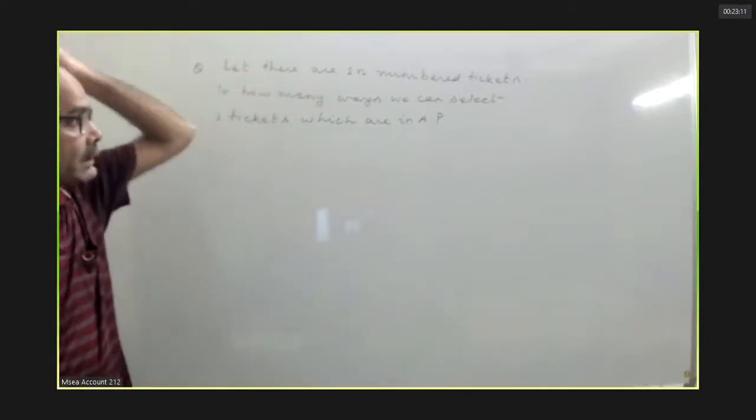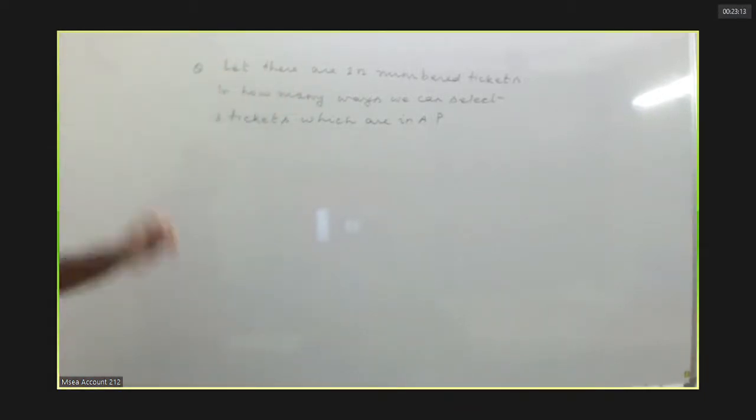Let there be twice n numbered tickets. In how many ways can we select three tickets which are in AP?